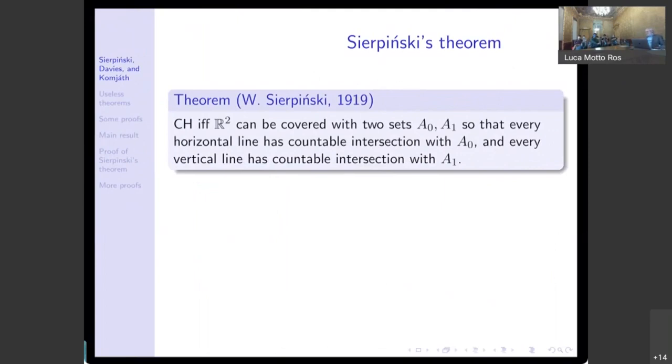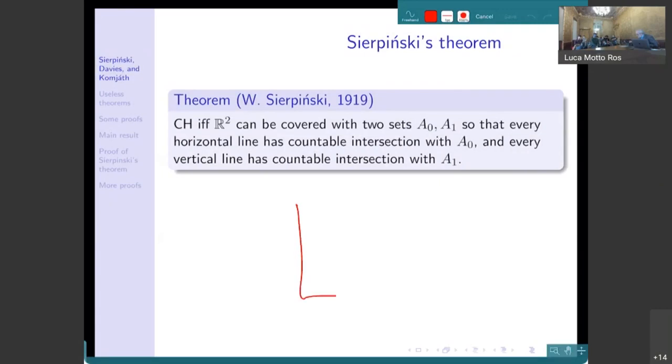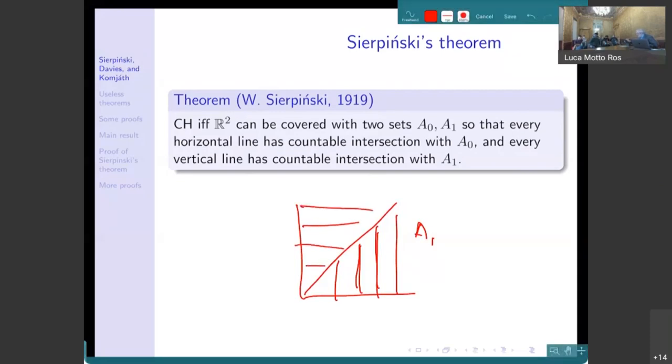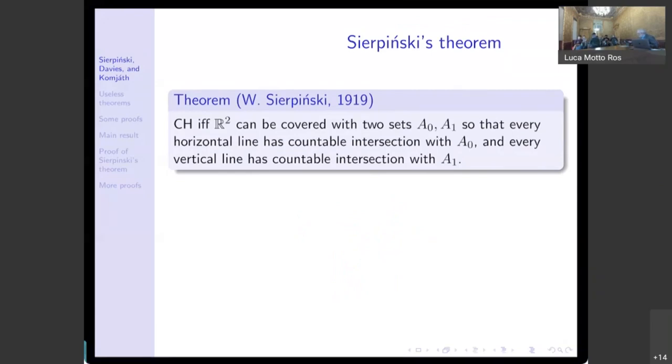The first one is the theorem from 1919, so it's just over 100 years old, and says that CH is equivalent to saying that the plane can be covered by two sets, A0 and A1, so that every horizontal line has countable intersection with A0, and every vertical line has countable intersection with A1. So it is as if you take the plane and divide it into two parts. I'm talking about vertical sections, which is A1. All these sections are small, countable, and all these are small. So this is the first theorem.